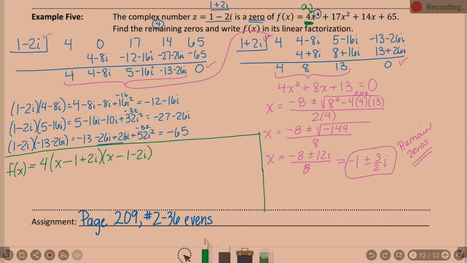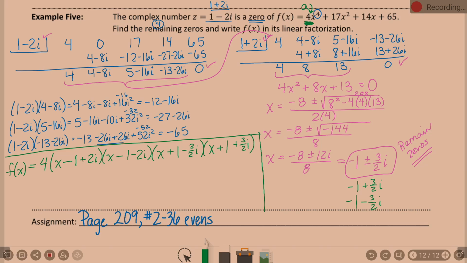Okay, now, I'm going to go with the negative 1 plus 3 halves i first, if you will. So x minus the quantity of negative 1 plus 3 halves i becomes x plus 1 minus 3 halves i. Now I'm going to do negative 1 minus 3 halves i. That's going to be x plus 1 plus 3 halves i. You're catching on.